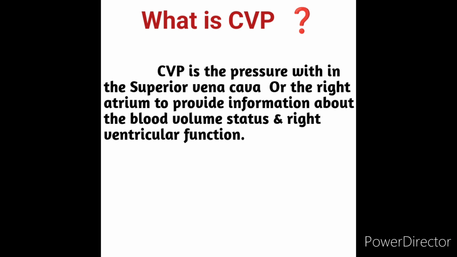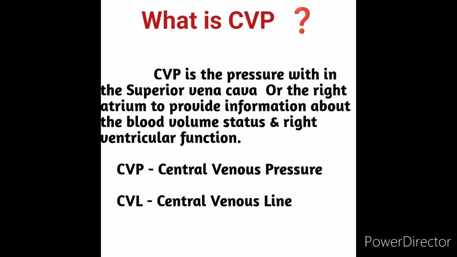CVP provides information about blood volume status and the function of the right ventricle. CVP means central venous pressure, and CVL means central venous line. CVP can be used as an estimation of preload and right atrial pressure. Central venous pressure is often used as an assessment of hemodynamic status, particularly in the intensive care units, the ICUs.